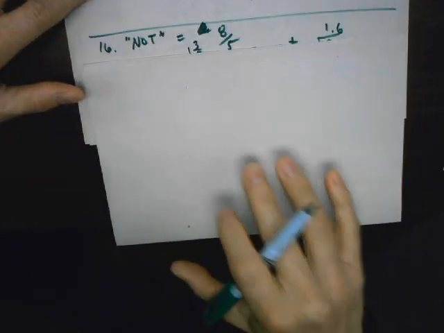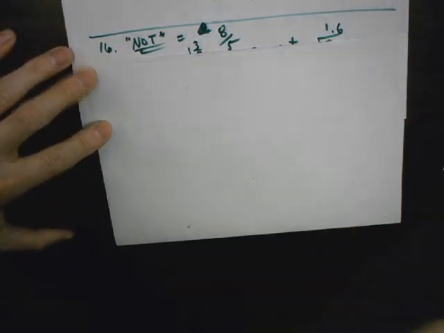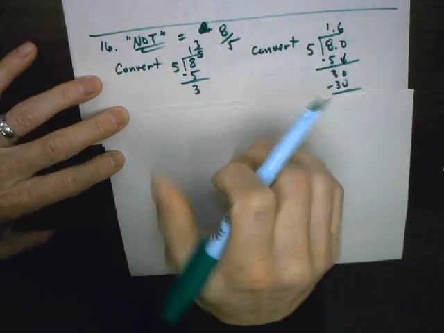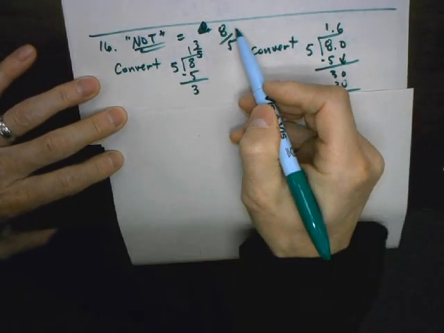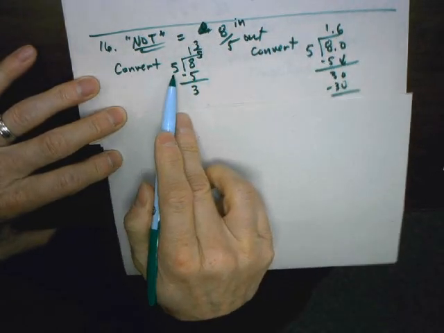16 says, which number below is not equivalent to 8/5? Not. You've got to be careful because sometimes it says which is equivalent and sometimes it says which is not. So pay attention to that word not this time. The other 3 will be the same, so let's convert these two. 8/5 means in and out, right? When I divide, 8 goes in and 5 goes out.